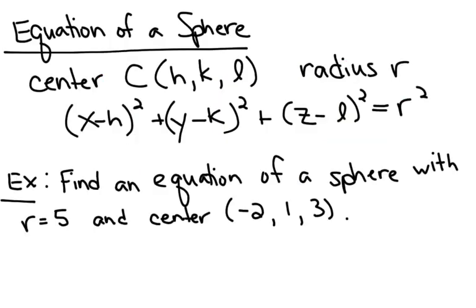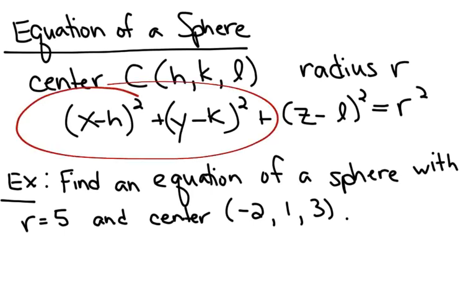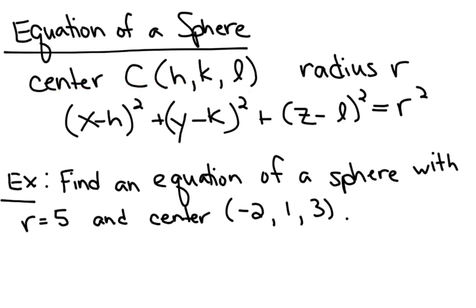In 2 dimensions, we talked about circles, and the equation of a circle was (x minus h) squared plus (y minus k) squared equals r squared. So in 3 dimensions, instead of a circle, we have a sphere. So the center of a sphere, we're going to say, is (h, k, l), which means we need to tack on a (z minus l) squared into the equation.